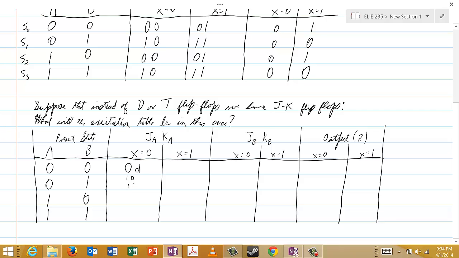Another possibility would be 1, 1. Why? Because when a JK flip-flop has J and K both equal to 1, that says toggle the output. And that's what's happening here: the output is originally 0, and it gets toggled to 1. So either 1, 0 or 1, 1 would suffice in this case. And again, just as before, we can neatly summarize that by saying 1, D.